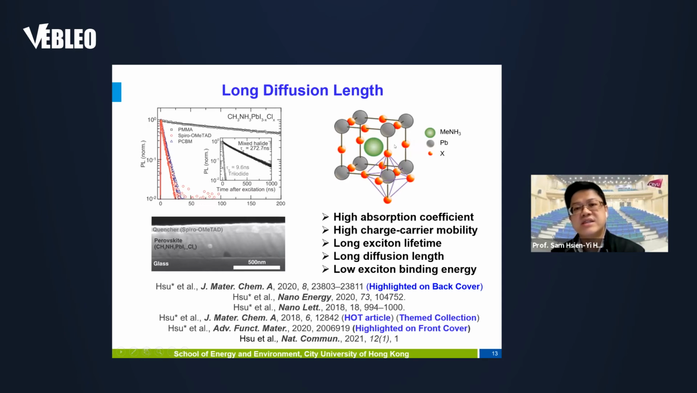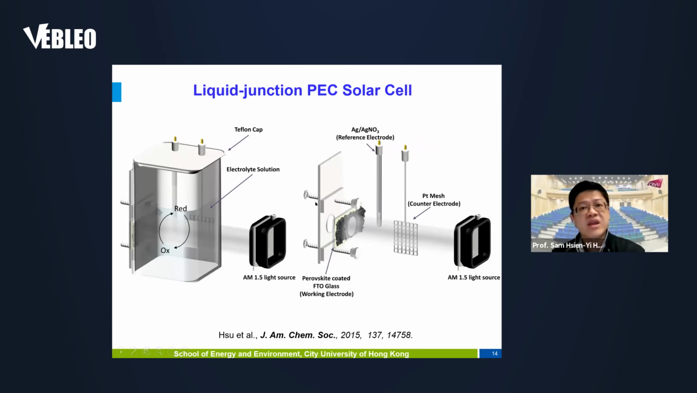It shows this octahedral structure, and this special structure results in those outstanding optoelectronic devices. And now I'd like to show you one of the solar cell architectures I'm interested in. We call it the liquid junction.